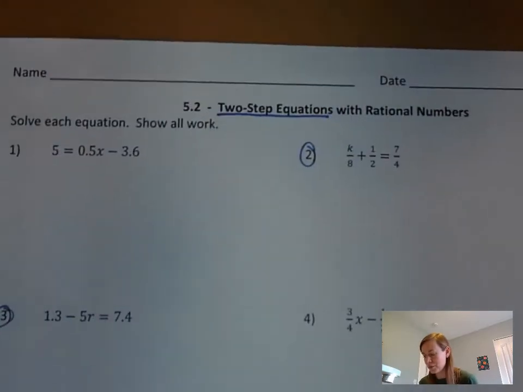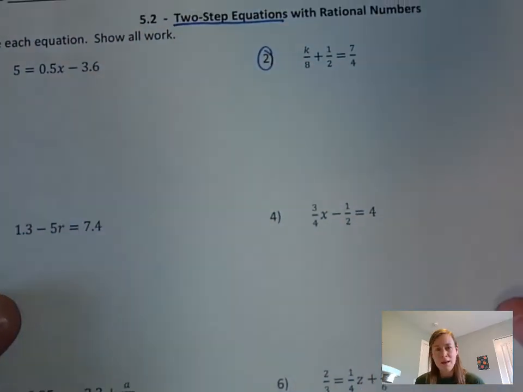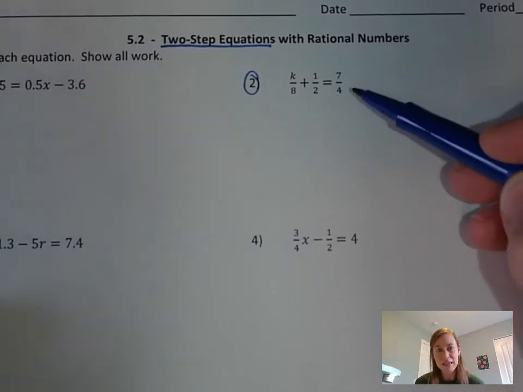Now looking back at number 2, we have k over 8 plus 1/2 equals 7/4.